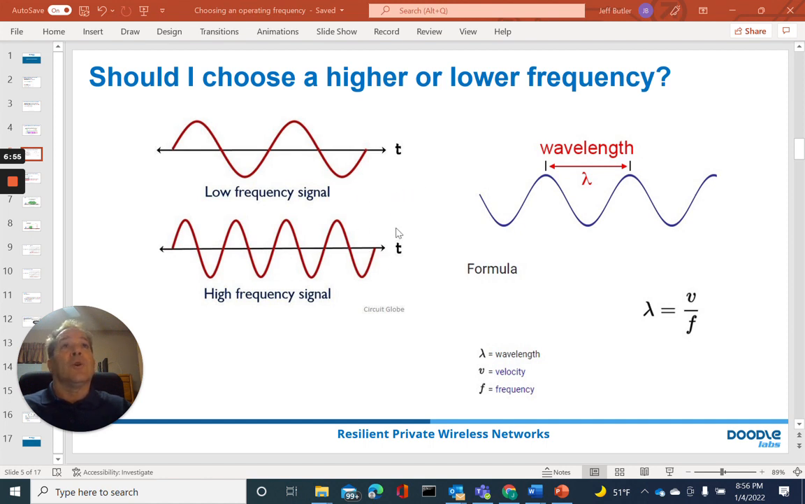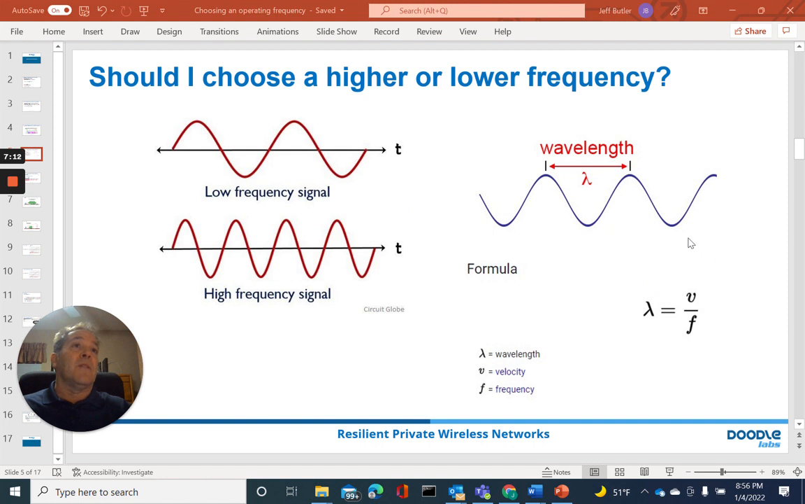Now, we can also look at not just frequency but wavelength. Both of these play a role in the physics of how waves propagate. The wavelength is measured as lambda. That's the distance between the same point of the wave, a peak to a peak, or a trough to a trough, and that's the wavelength lambda.